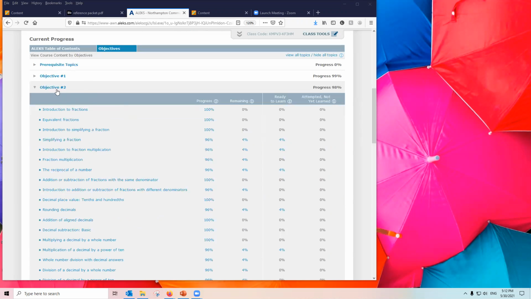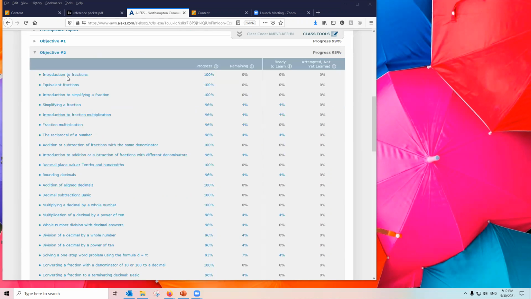I wanted to help you get started in Objective 2. And here are the topics for Objective 2. You might not be working on all of these topics yourself, because when you've taken the initial knowledge check at the very beginning of the course, you might demonstrate to Alex that you've already mastered some of these concepts. So Alex might be taking some of these topics off of your pie, but you might be working on some of the other topics. So let's do a few examples here.